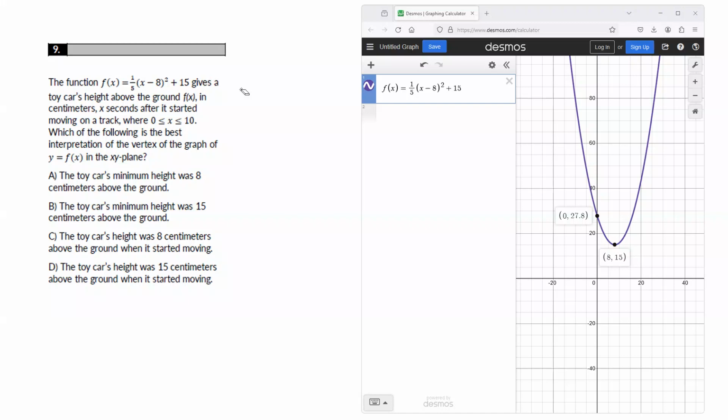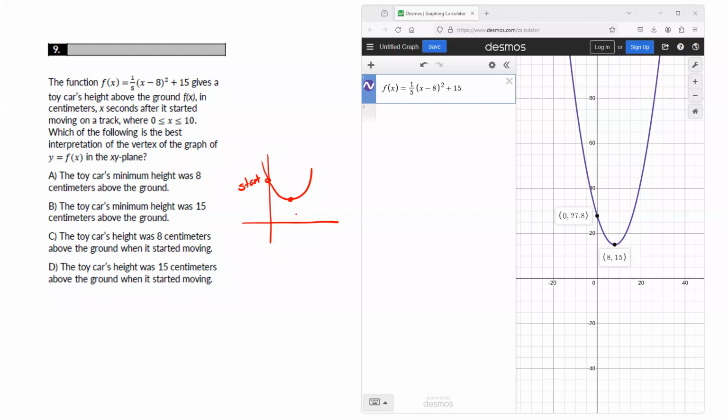What is the best interpretation of the vertex of this graph? Well, it looks to me like the beginning. I kind of do have to draw it, because I can't write on Desmos the way I have things set up here. Right? This is the start. This is the vertex. This is the one we're looking at. And so it looks like it's the lowest point, right?